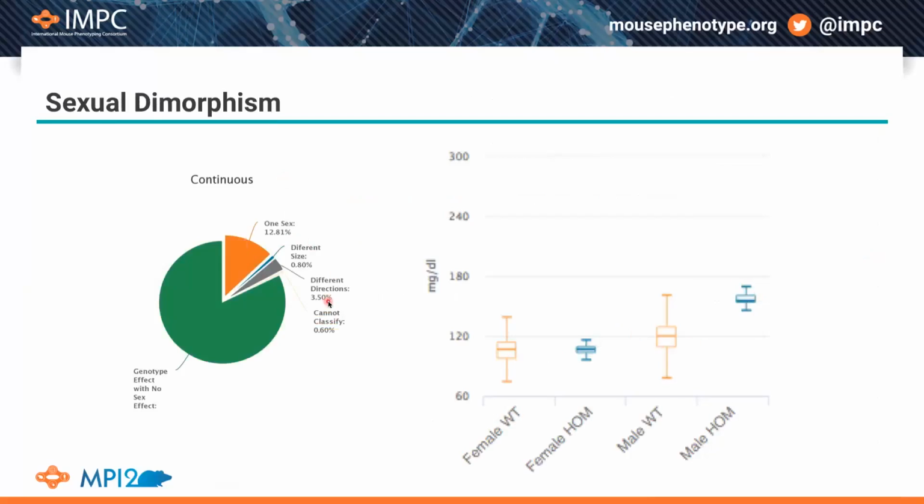3.5% of the time we'll see different directions, meaning we'll see high cholesterol in the males and low cholesterol in the females. And so what's that, about close to 80% of the time the observations are equal across the sexes. So we have a paper on this. It's one of our more cited papers in sexual dimorphism. It's a very real thing, and of course as biologists I think people are appreciating that more and more.